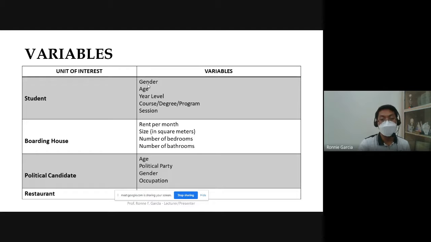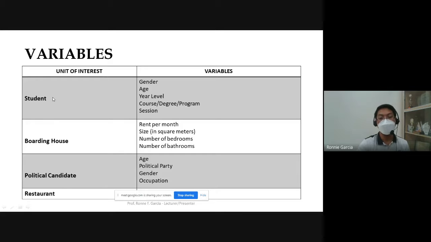Another is the course, degree, or program. Isa man ang mas daghan og absences, ang criminal justice education, ang teacher education, ang mga psychology students, etc. So you can differentiate them by program, by degree or course, and even by session. Some students are enrolled in the morning session, others are in the evening session or in the afternoon. So these are some of the examples of variables if your unit of interest is student.